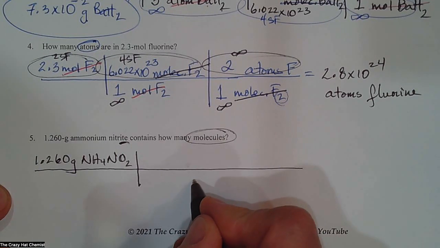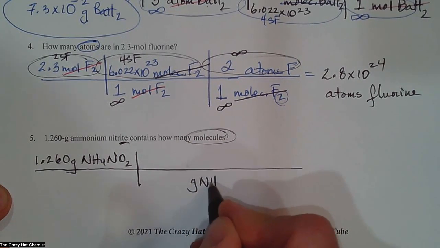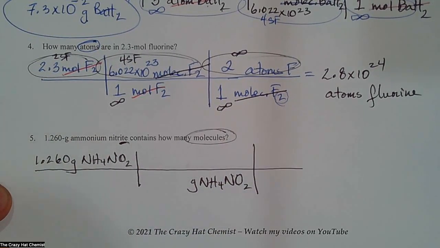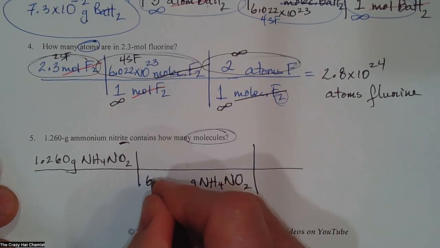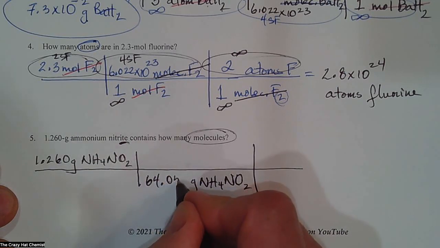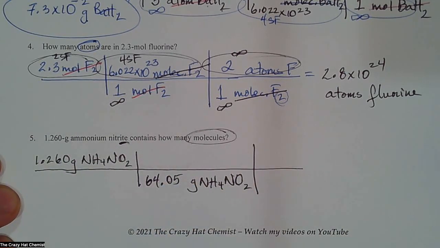So we're going to have grams down here of NH4NO2. And that molar mass is going to be rounded to 2 decimal places because the oxygen has 2 decimal places, the nitrogen has 3, and the hydrogen has 4. So we're going to go with the fewest number of decimal places. So that's 64.05, rounded correctly.